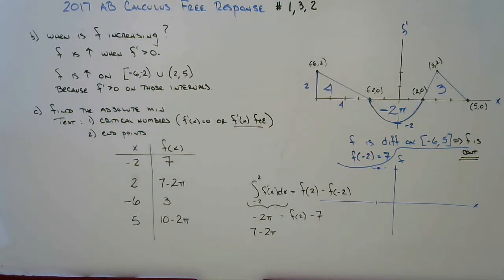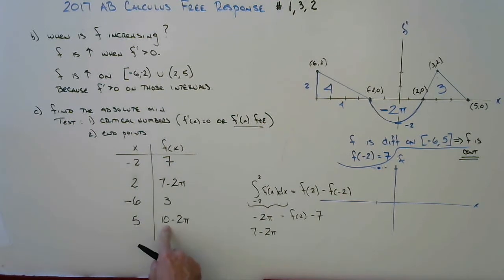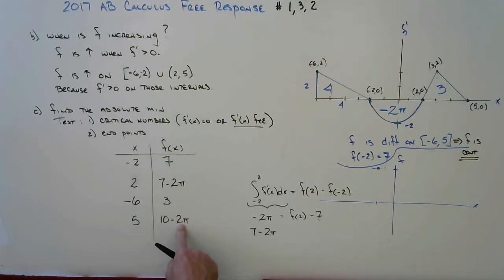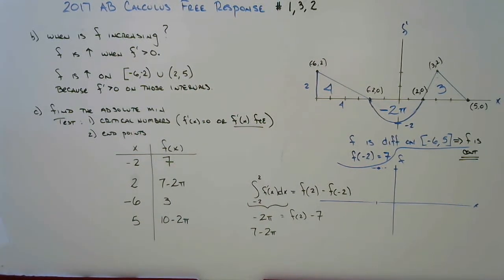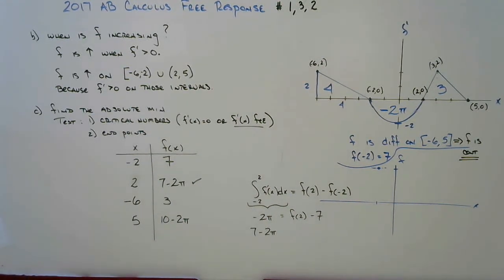Now we're supposed to find the absolute minimum. Okay, well, 3 and 7 are out, right? 10 minus 2 pi is like 6.28. So 10 minus 6.28, 7 minus 6.28, that's going to be our absolute minimum, isn't it? So our absolute minimum is here. This is our absolute minimum. Now, where do we go from here?